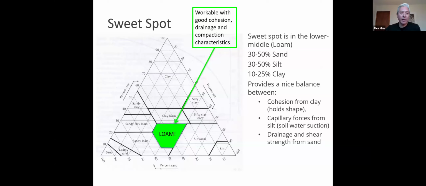There is a sweet spot, and it's a soil called loam. We're looking at the ranges of 50 to 30% sand, 50 to 30% silt, and 25 to 10% clay. That small amount of clay makes a big difference. Now we're getting that cohesion from the clay, so it's holding its shape. We're getting capillary forces from the silt, so it's got that water suction. It wants to hold onto the water, and we're getting that drainage and shear strength from the sand.